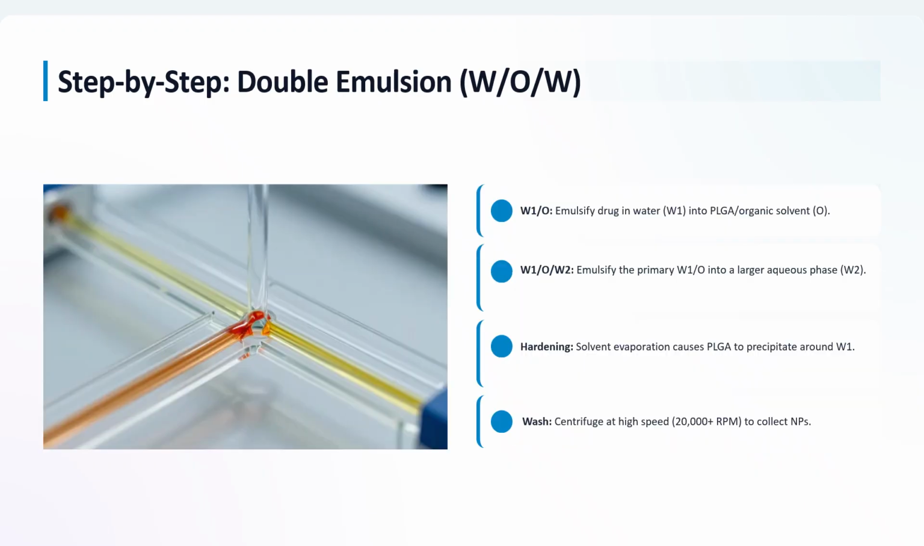When dealing with hydrophilic molecules such as proteins, peptides, or nucleic acids, the double emulsion technique becomes more effective. This process begins by emulsifying an aqueous drug solution into an organic PLGA solution, forming the first water-in-oil emulsion. This primary emulsion is then dispersed into a second aqueous phase to form a water-in-oil-in-water system.